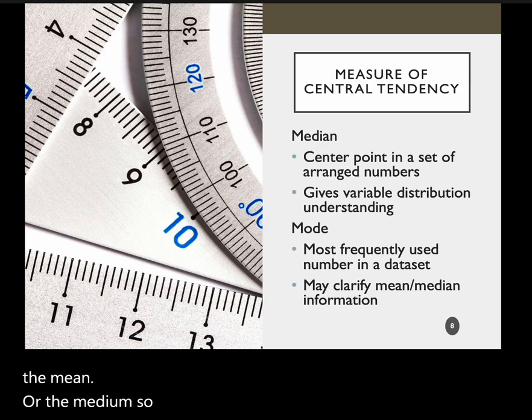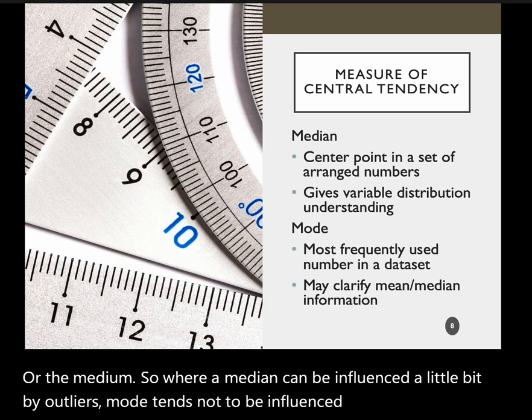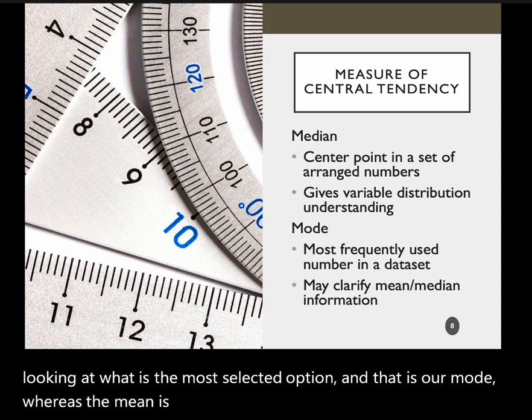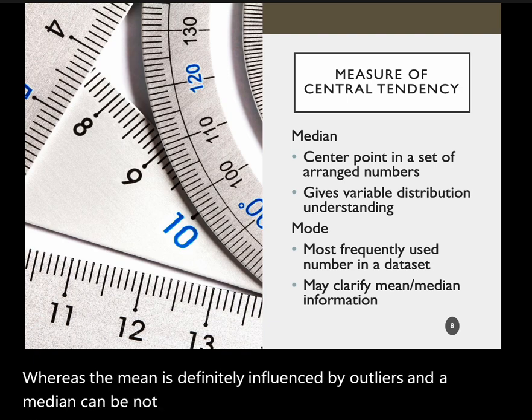So, where a median can be influenced a little bit by outliers, mode tends not to be influenced because it's truly only looking at what is the most selected option. And that is our mode. Whereas the mean is definitely influenced by outliers, and a median can be, not as greatly, but it still can be. And that's why we sometimes use mode.